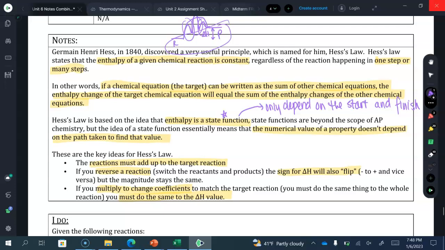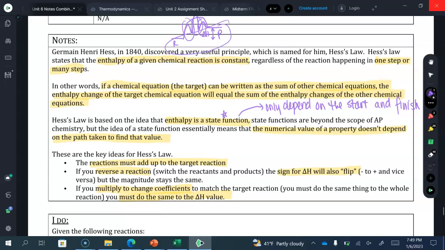Okay, so these are the key ideas for Hess's Law. The reactions that we're given must add up to the target reaction. If you reverse a reaction, so you flip the reactants and products, so you change the direction, you also have to change the sign of the enthalpy for that smaller reaction. So positive becomes negative, negative becomes positive, but the magnitude, or the size, stays the same. If you multiply the reaction by a coefficient, and you have to do both sides so it stays the same reaction, you also multiply the enthalpy of reaction for that one.